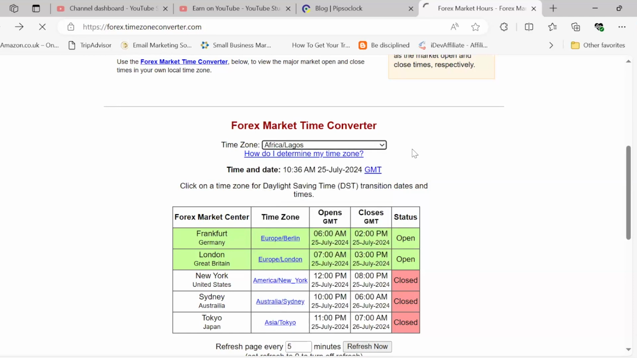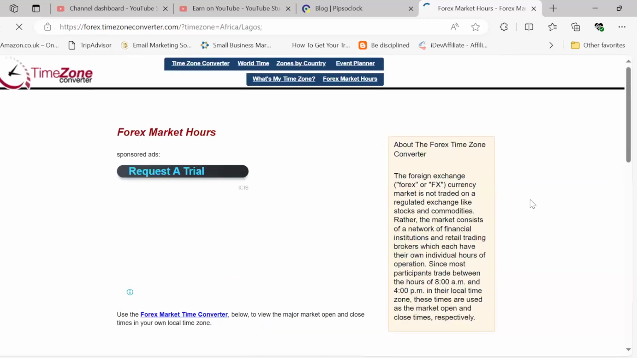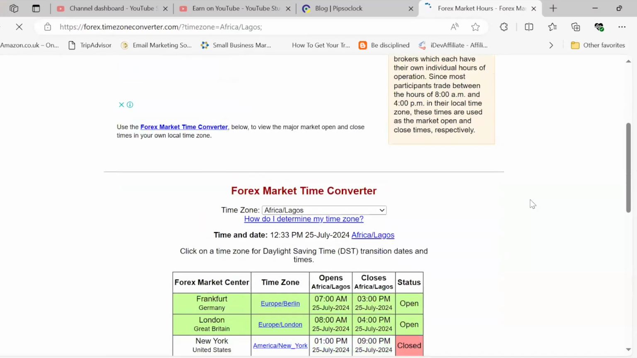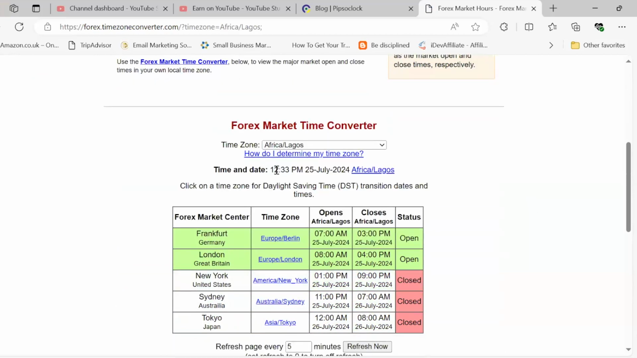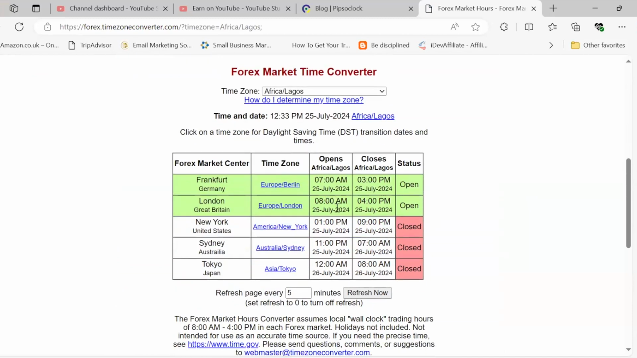And now every 5 minutes, this refreshes. Just watch it as it's refreshing because of this selection I just made. As it refreshes, the time will change to our local time. Okay, good. Scroll down now. Check your time now. You see that the time has changed to 12:33. This is our local time, today, 25th of July. And this will now tell you the actual time you should be expecting the markets to open and close.